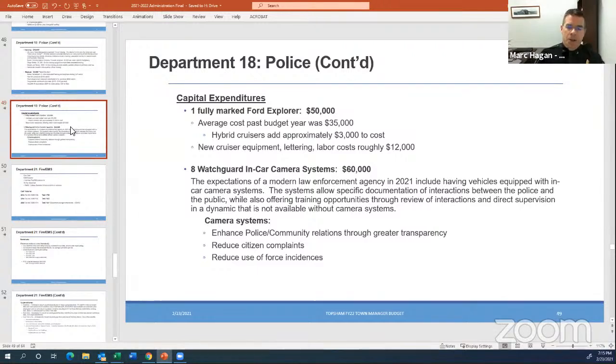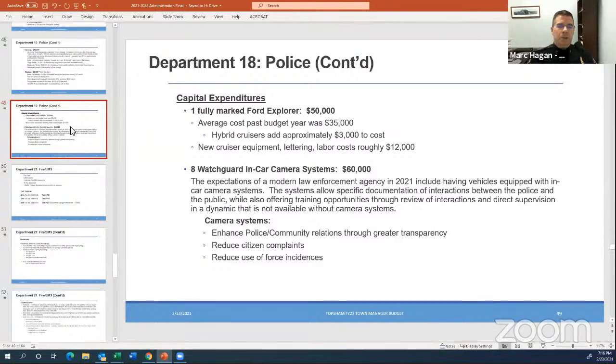The other piece that's in there that I think is very important is the 8 WatchGuard in-car camera system. And I realize $60,000 is a lot of money. With that being said, the expectation of modern law enforcement, I can read this to you, but I know you're seeing it, is that vehicles will be equipped with an in-car camera system or body cameras. These systems allow for documentation of interactions between the police and the public. They give us a training opportunity.